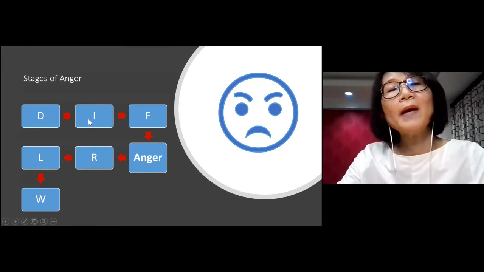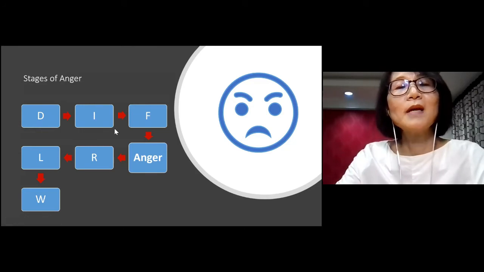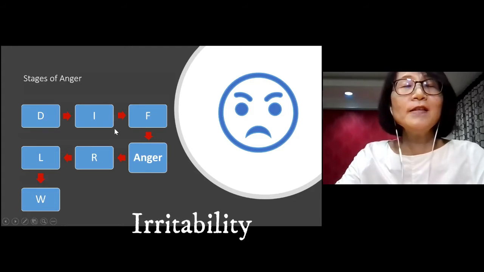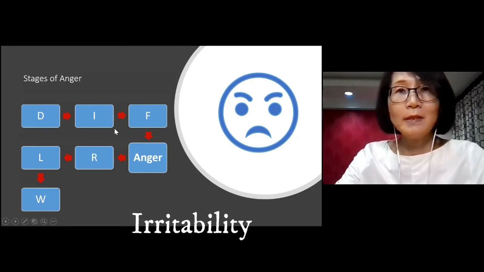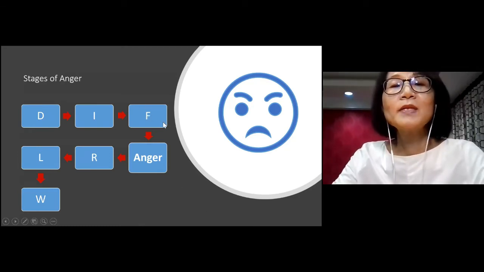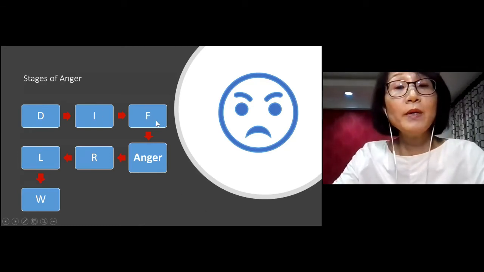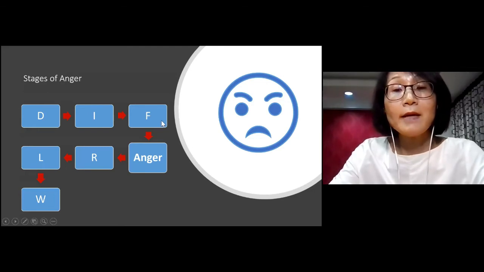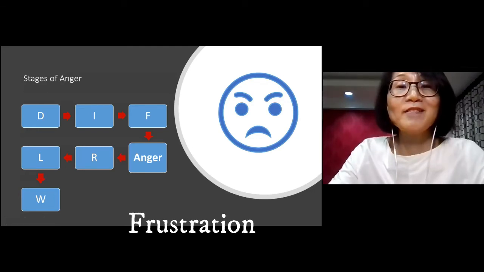it builds up. What might be the next stage? Anyone? Starts with an I. Yes, feeling irritated, irritability, feeling annoyed. Good. What else? The next one. And then it builds up, and then the next stage possibly could be a feeling which starts with the letter F. Frustration, yes. Frustration builds up and it gets bigger, and that's when it leads to anger.